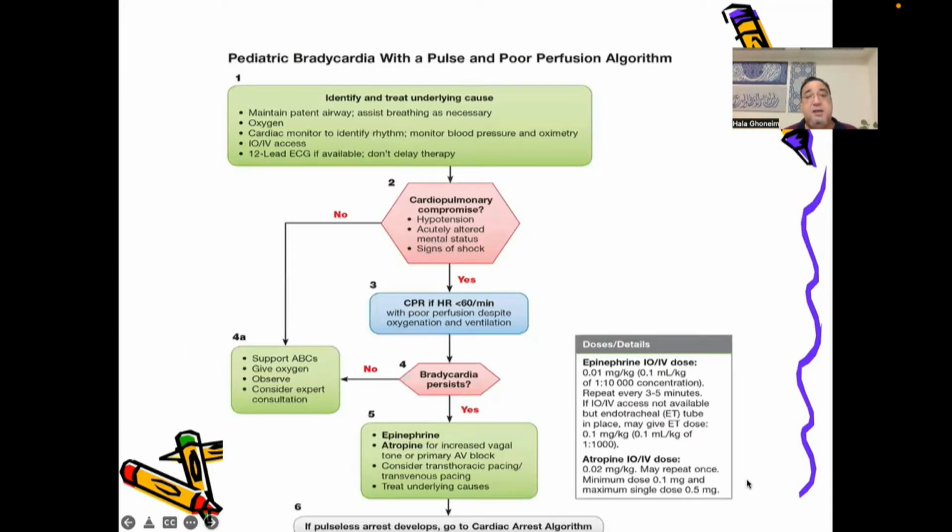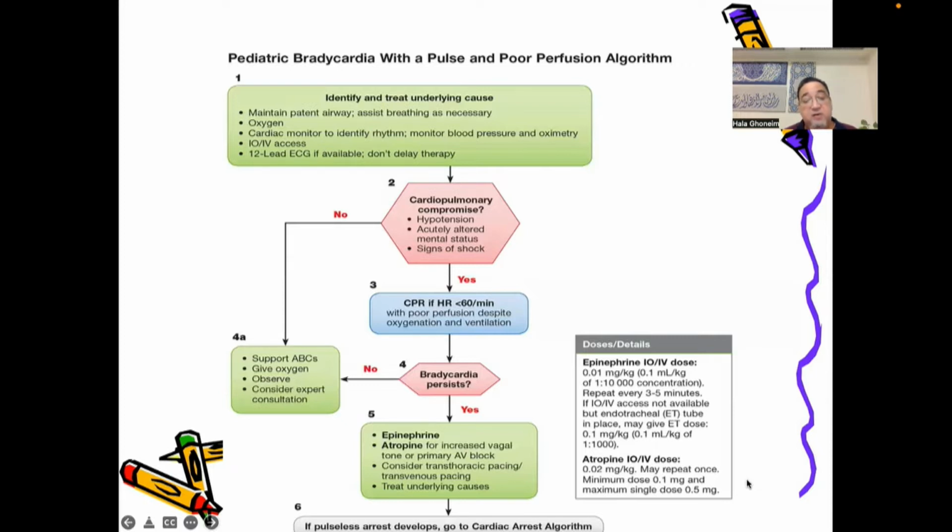In pediatric bradycardia, if you want to do CPR, usually we differentiate, as you know, between stable patient and non-stable patient. If the patient has hypotension and acutely altered mental status or signs of shock and heart rate is below 60, you start CPR.